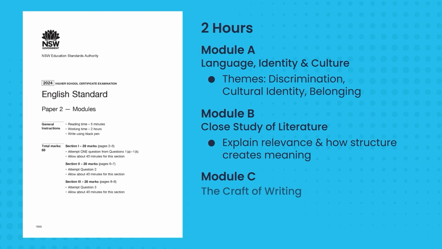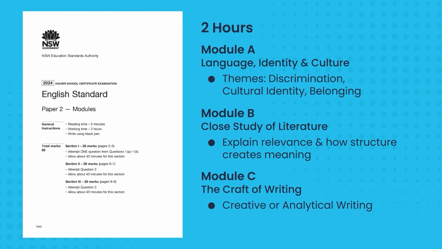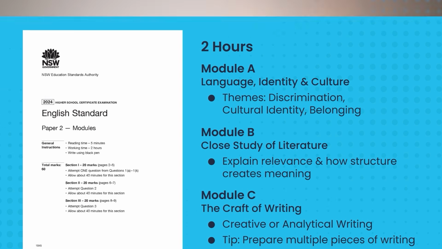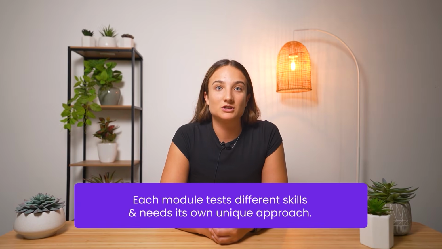Module C tests your writing abilities. The questions might ask for creative or analytical responses. The smart approach is to prepare multiple pieces of writing, some at 500 words, others at 750, and some at 1,000 words. This prepares you for questions worth different marks. One crucial point that students often overlook: each module needs its own unique approach. The same essay structure won't work across all 3 modules because each section tests different skills. Let's look at the specific strategies for each module.